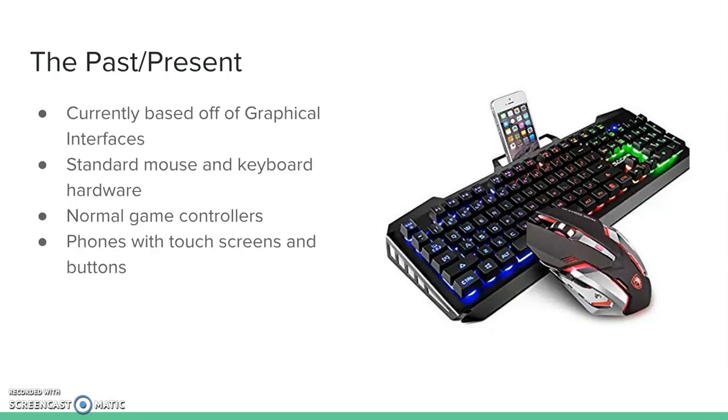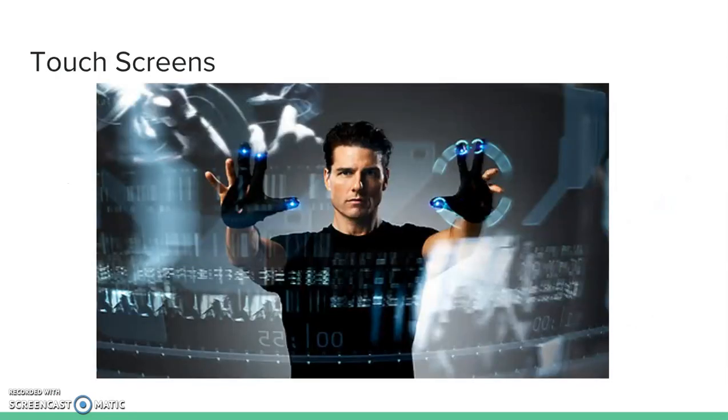And for consoles, like on games, we have normal game controllers, or if you play PC, then mouse and keyboard. But enough of that. My presentation is mainly going to be focused on future hardware that is probably going to be used for human-computer interactions, and the first up is probably touch screens. Now, before we get into that, we have to explain how touch screens work in the first place.